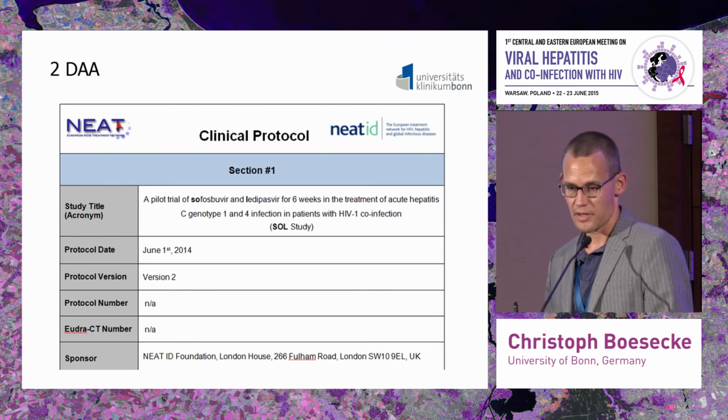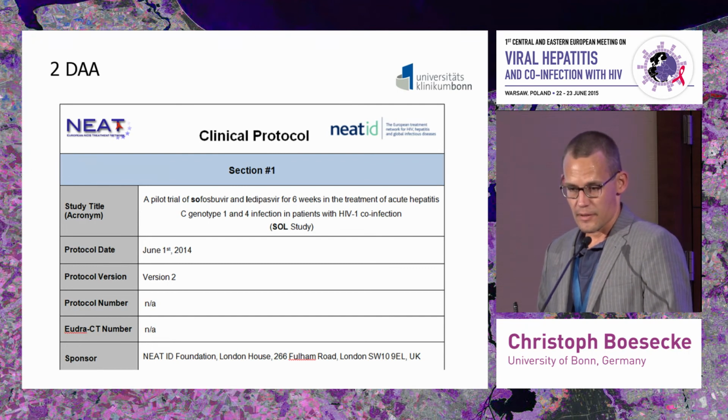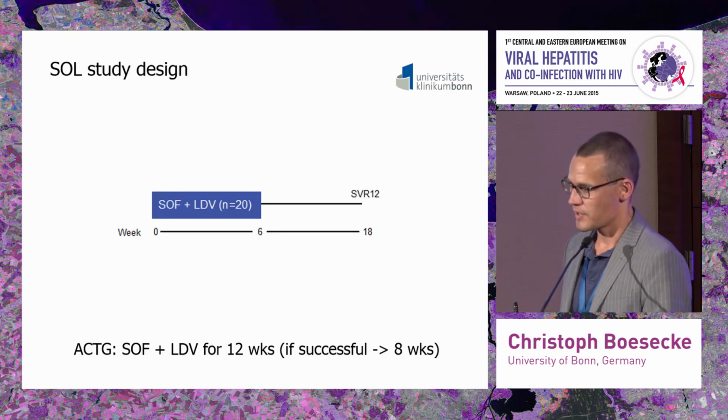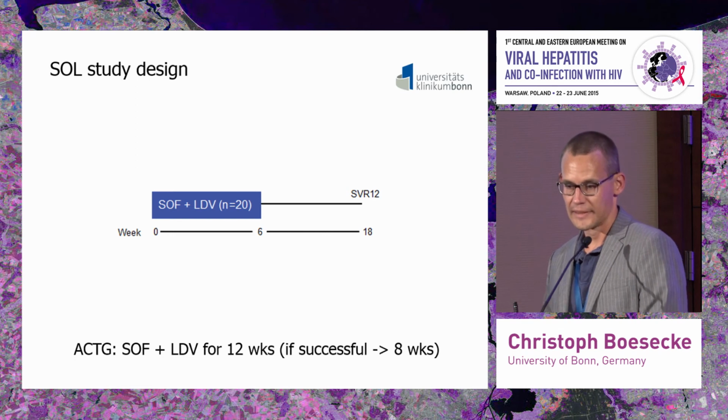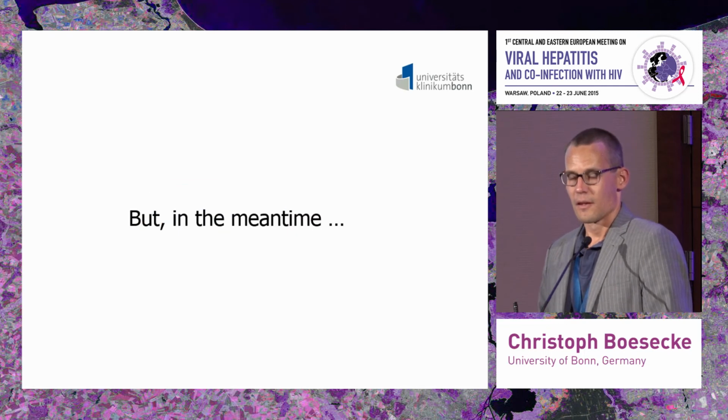And one of these will be the currently enrolling SALT study, which has been taken over by Gilead. We will include patients in the acute hepatitis C setting, and they will be treated for 6 weeks with sofosbuvir, very easy, 1 pill per day. We will include 20 patients, and are very keen to see the results rather quickly because we're looking at a 6 weeks treatment course. But the question, of course, is that these trials are still ongoing.